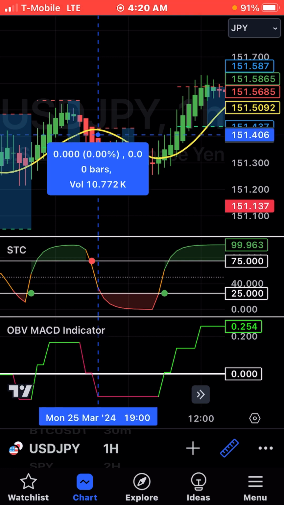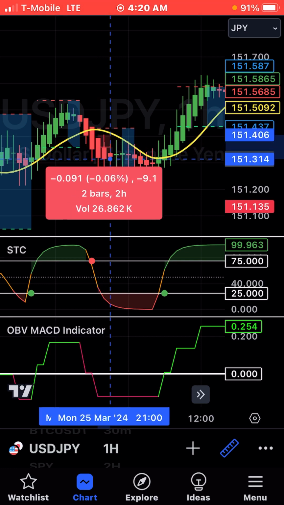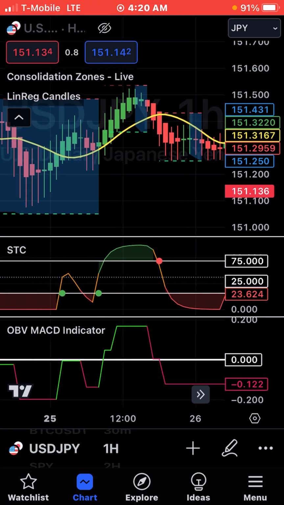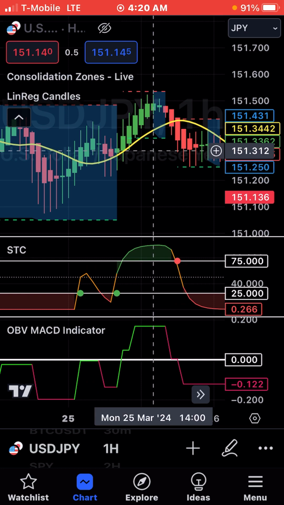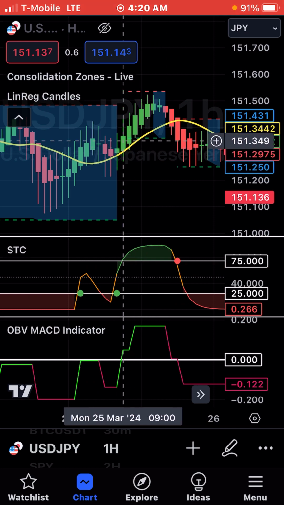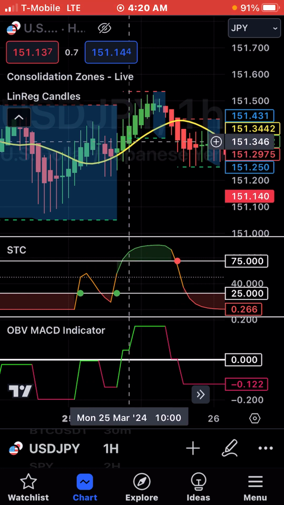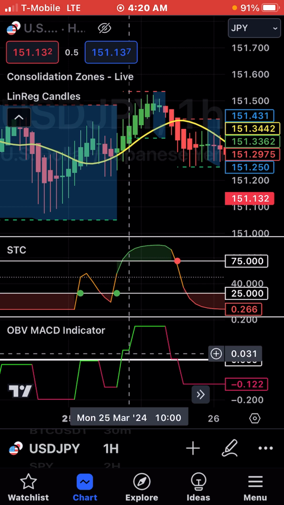So if you want to do that trade, you can, but you probably won't make a lot. There's only 90 pips. So it's consolidating for a reason. And then right here, you see the green candle going above the linear line. You see it's not in consolidation, and you see the green line above the MACD right here.